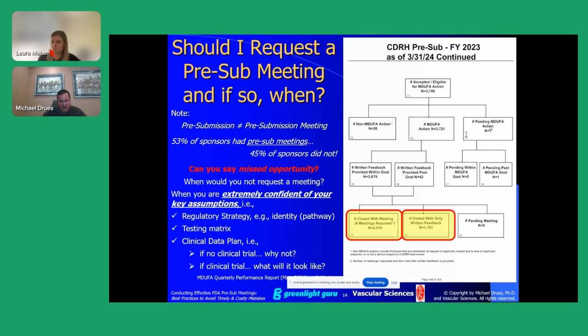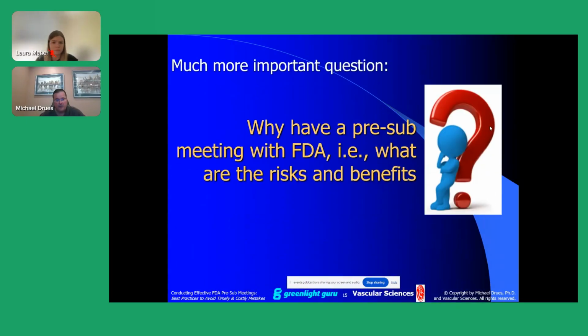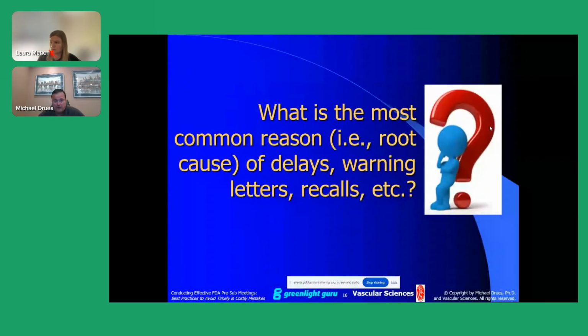All of these things can be greatly mitigated, if not eliminated completely, by taking your product to the FDA in advance in the form of a pre-submission meeting or perhaps some other method of communication. So what's a more important question than what is a pre-sub is why should we have a pre-sub? In other words, what are the risks and the benefits? Well, let's ask the question a slightly different way.